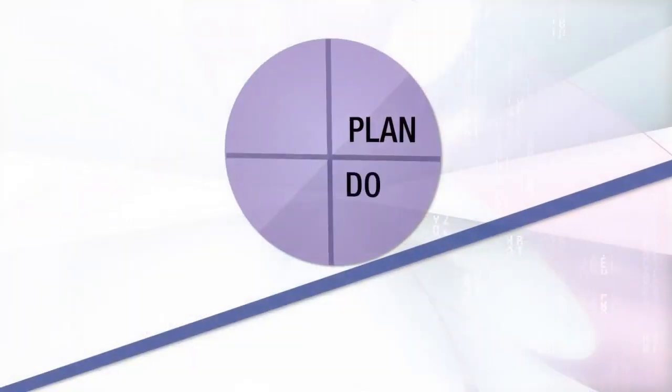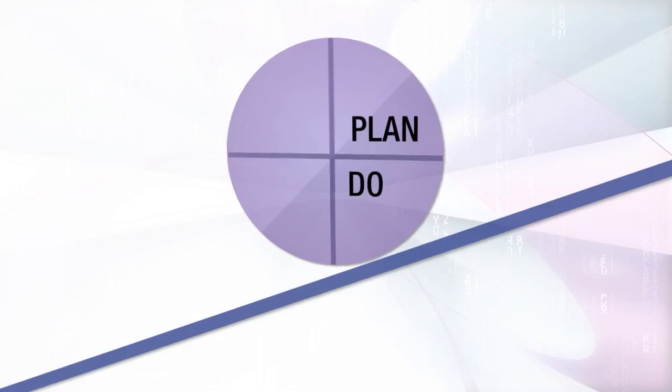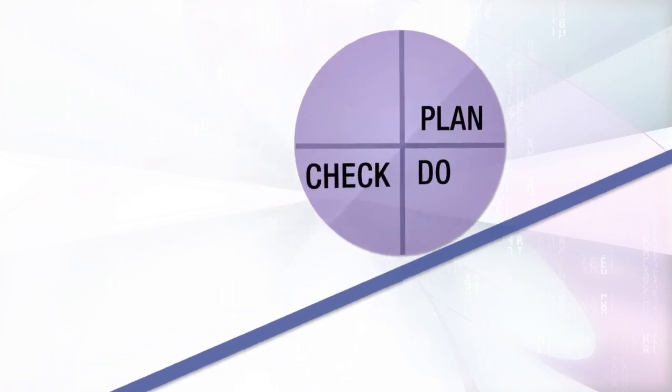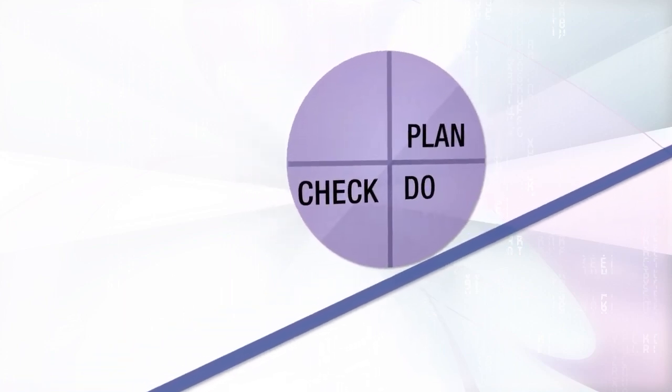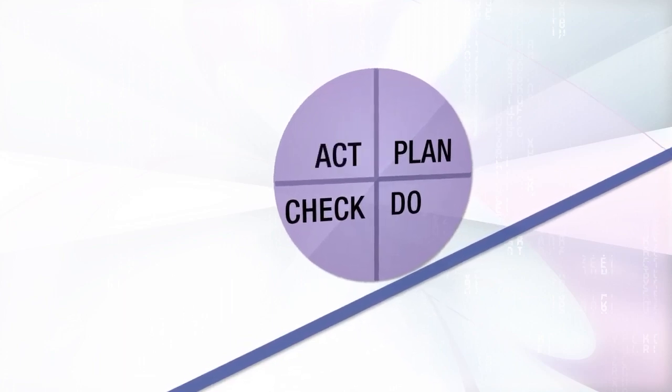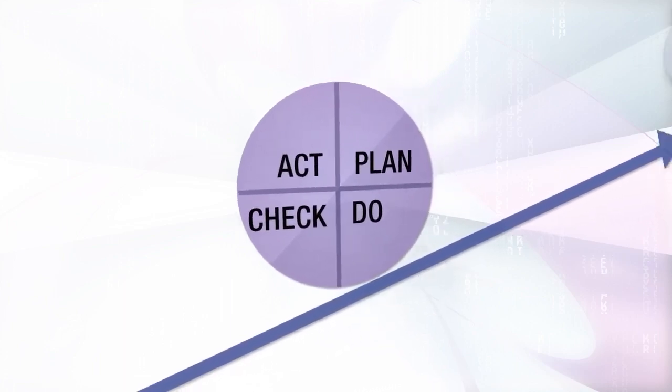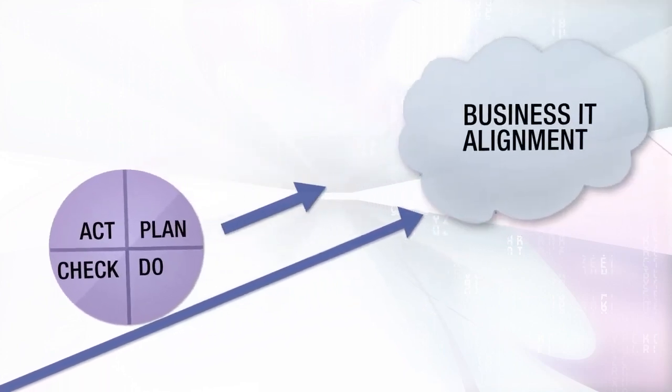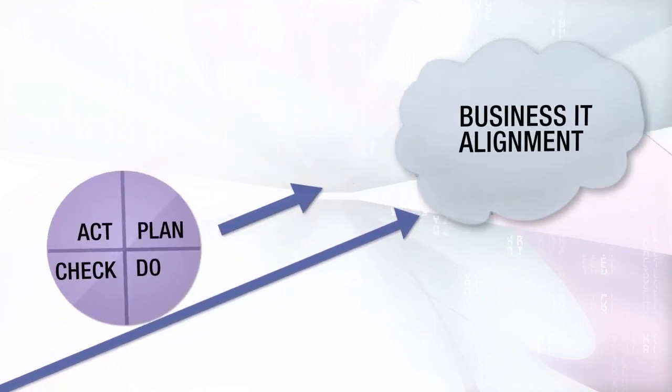Do is where the steps are carried out to execute the plan. In our example, the link to the password reset facility is given out to users. Check is where the effect of giving out the link is monitored and measured to determine the actual achievements against the plan. Act is where gaps are identified against the plan and opportunities for further improvement are identified.